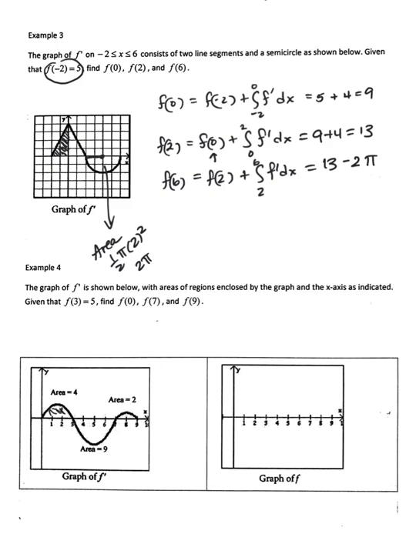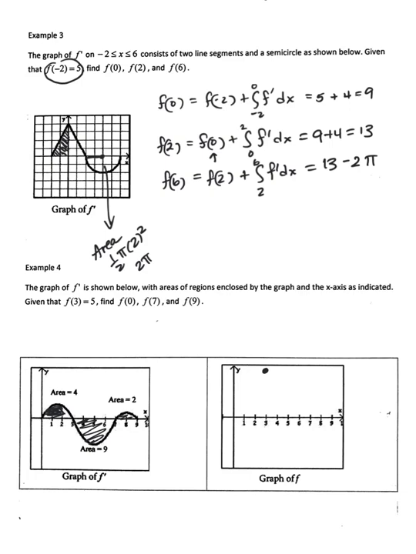So this area is 4, okay? This area is 9, this area is 2. And then we're going to graph this. Okay, number 1, the initial condition, f of 3 is 5. So that's about up here somewhere, right? Okay, so we want to find f of 0.